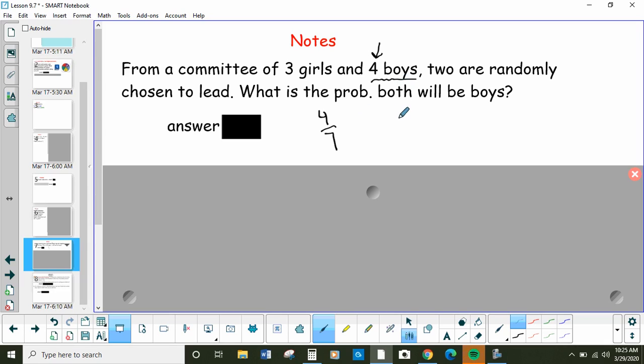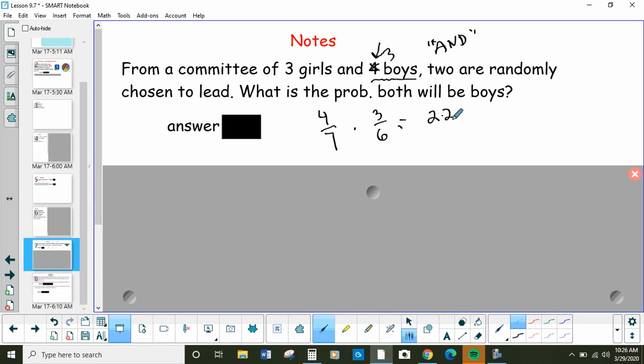Now, the probability of picking a boy the second time, well, we've already picked one boy, right? So now there's only 3 boys. Now there's only 6 because I'm not going to pick that one boy again, right? 3 out of 6. So if I want both of these things to happen, that's an and question. And an and question means to multiply the probabilities.